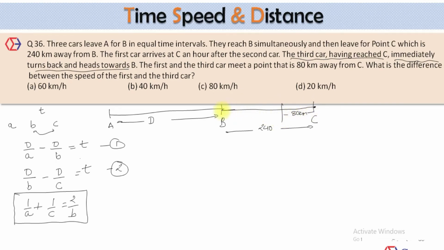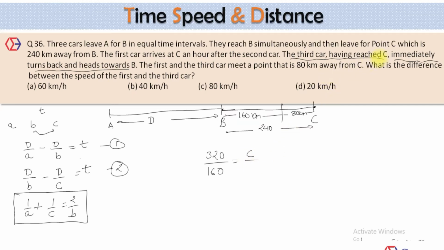So can I say by the time the third car covers this 240 plus 80, that is how much? 320. The second car will cover only the remaining distance. This is how much? 160. So the ratio of their distances will become 320 by 160 for the third car and which car?